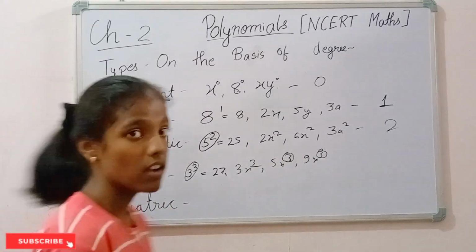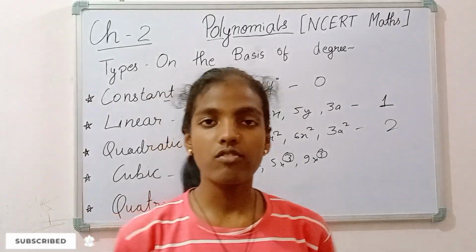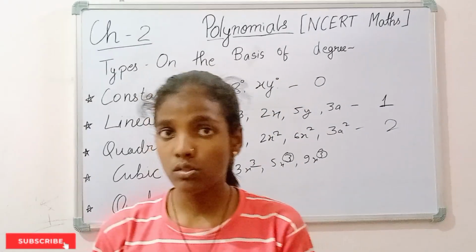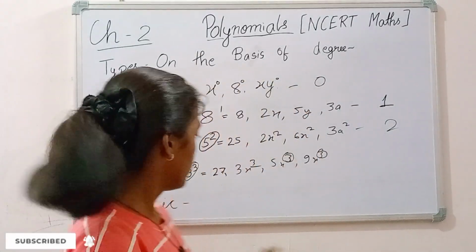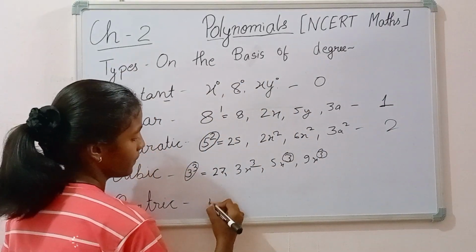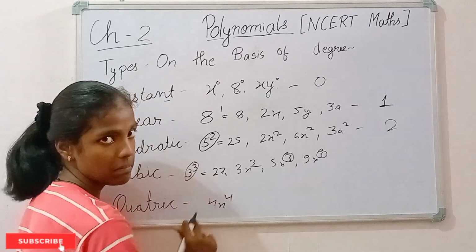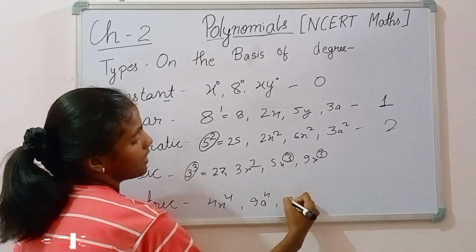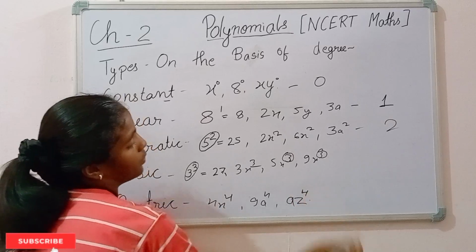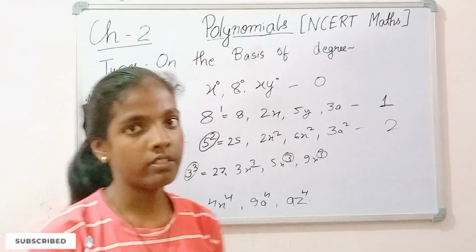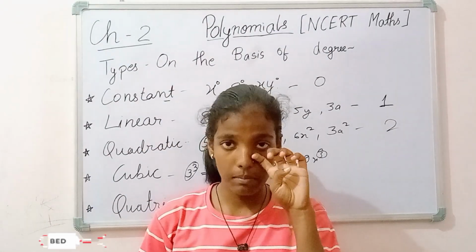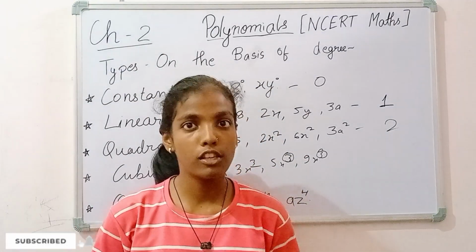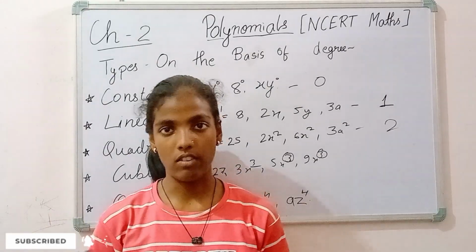The next is the biquadratic polynomial. It means an expression that has degree or power 4. Examples are 4x raised to the power 4, 9a raised to the power 4, az raised to the power 4. These are the examples of polynomials on the basis of degree: constant, linear, quadratic, cubic and biquadratic.